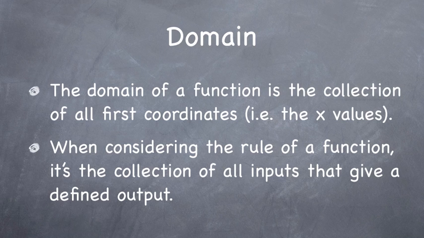When we have a function, we can actually talk about this for a relation in general, actually. The domain of a relation, or the domain of a function, is going to be the collection of all of those first coordinates. So when we have a function, we can think of the domain as the collection of all of the inputs in some sense that give us an output. So basically, it's all of the x values that give us a valid y value back.